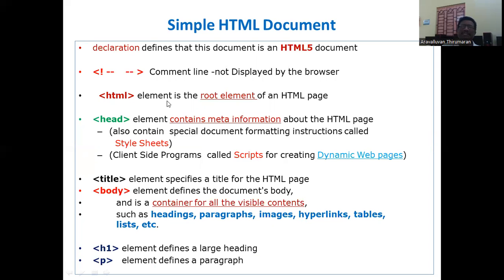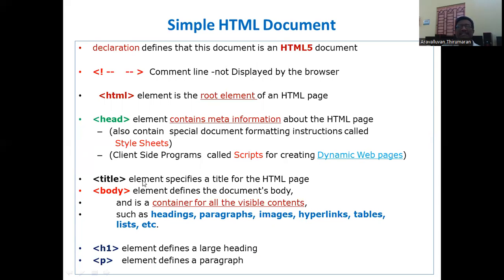The HTML element is the root element of the HTML page. The head element contains the meta information about the HTML page. It also contains special document formatting instructions called style sheets. Similarly, client-side programs can also be inside the head section. These client-side programs are called scripts, for creating dynamic web pages.